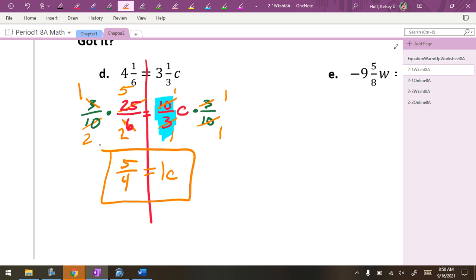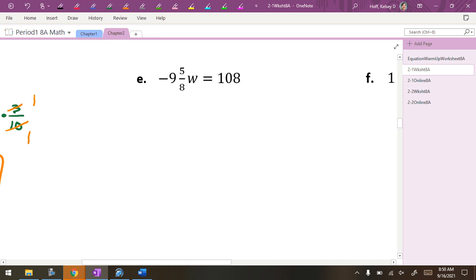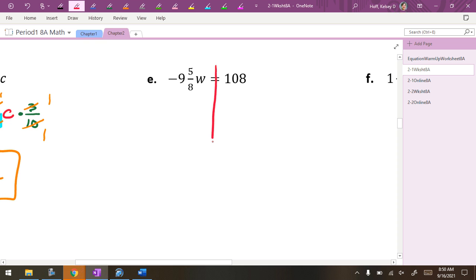Okay, we're going to do another one. Ready? E right in the middle. Draw your line through the equal sign. Mistake that people make, they automatically panic with that negative. Who cares about the negative? I'm just going to bring it straight down because I know my fraction is going to be negative. Ignore the negative.